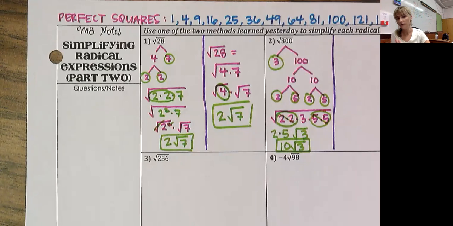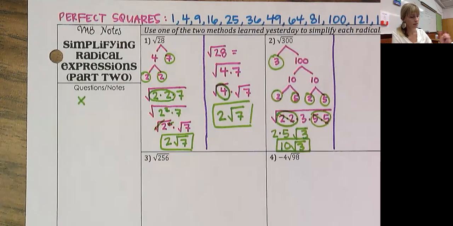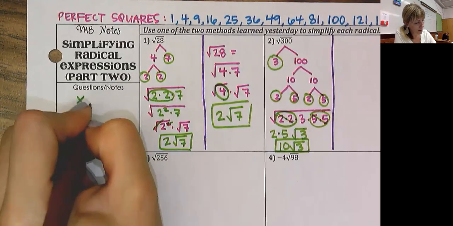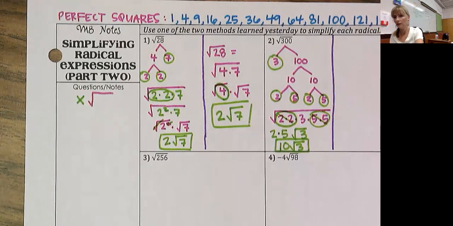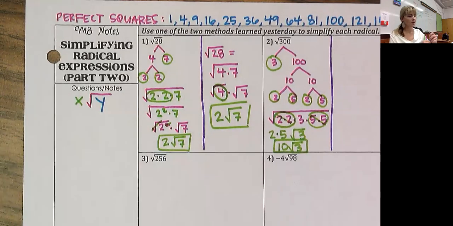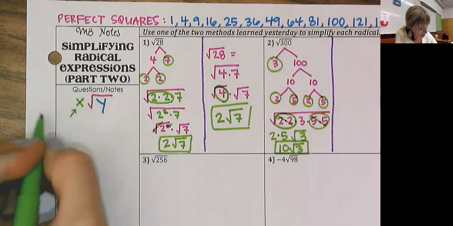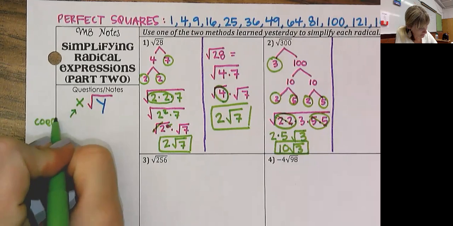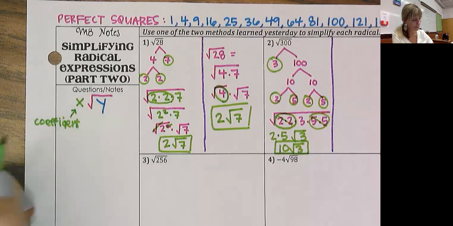First of all, some vocab. I am going to write this: x square root of, and I'm going to use one more color here on the blue. I just want to make sure you know, I wrote it over there and I'm going to write it again right here. This part is called a coefficient.